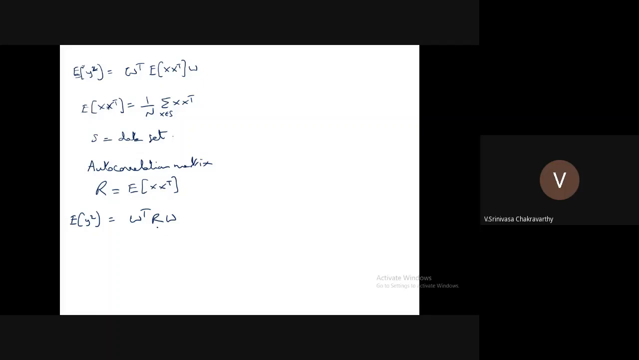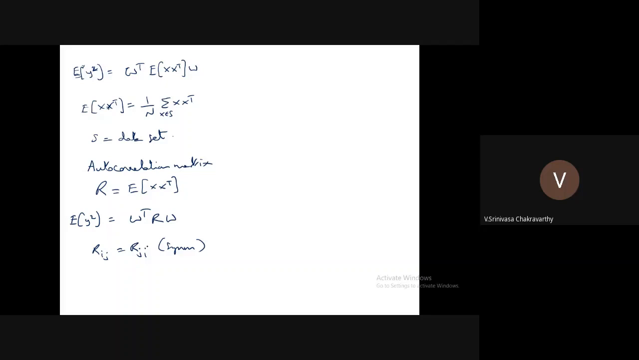Now, can somebody tell me what kind of matrix R is? This is XX transpose, an outer product. So the elements of it are symmetric, because the ijth element will be xi xj and the jith element will be xj xi. Therefore Rij is equal to Rji, symmetric, right? So this is one property.